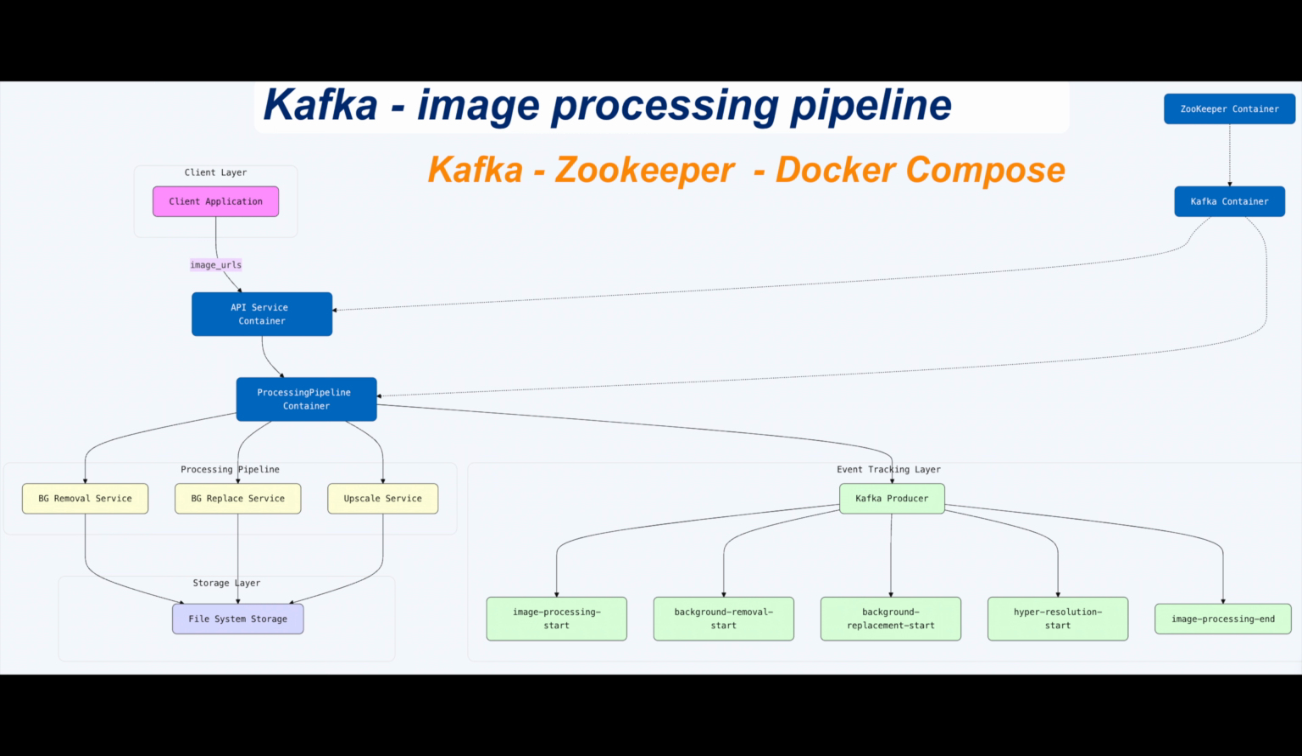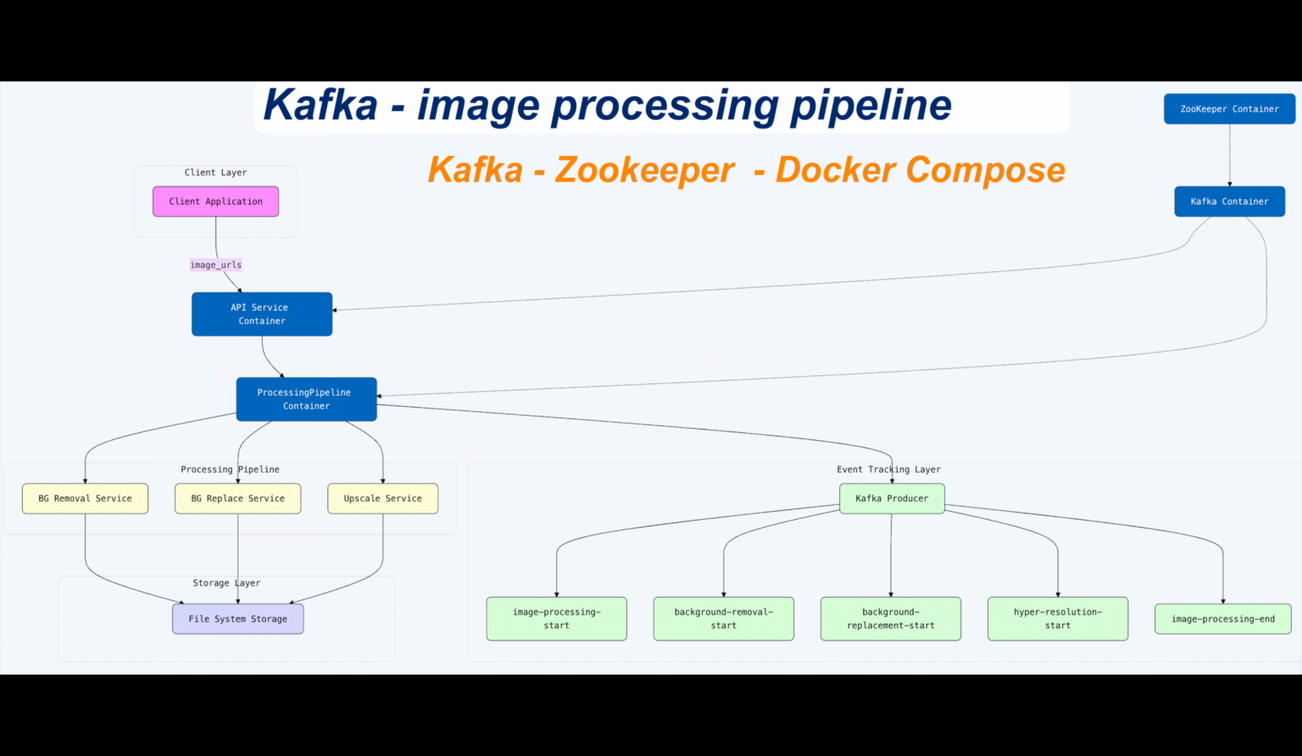And the third one is isolation and portability. Docker containers provide a consistent environment across different stages of development, testing, and production. This ensures that the application behaves consistently regardless of where it is deployed.